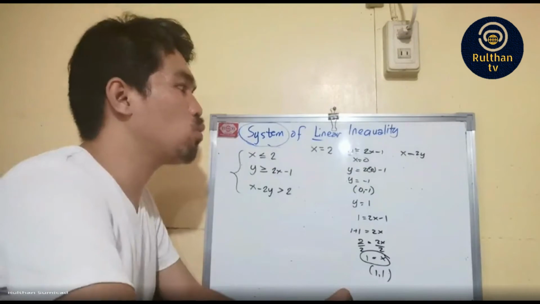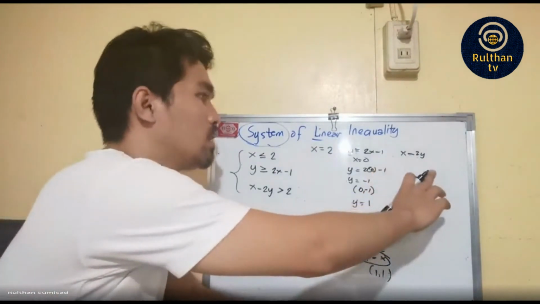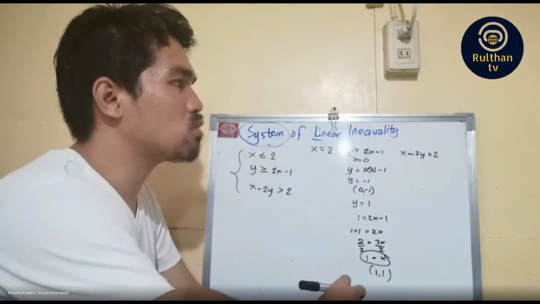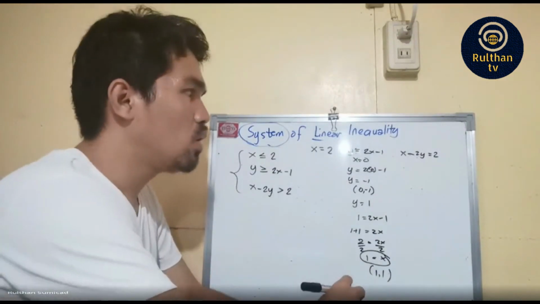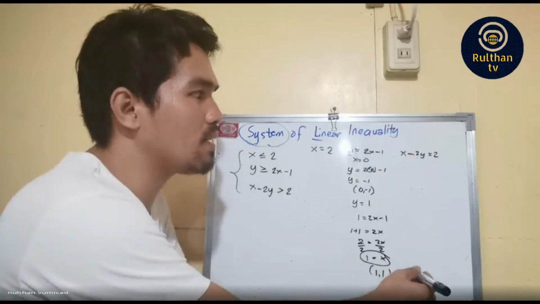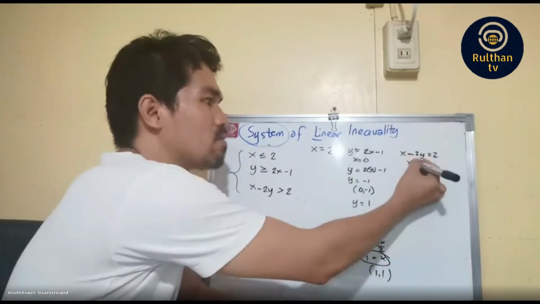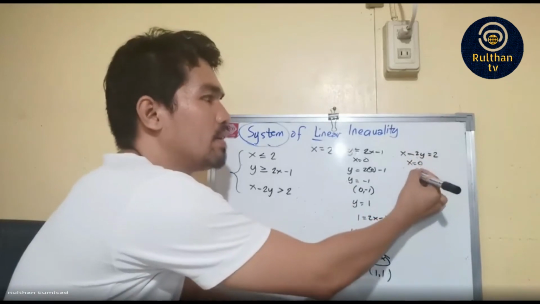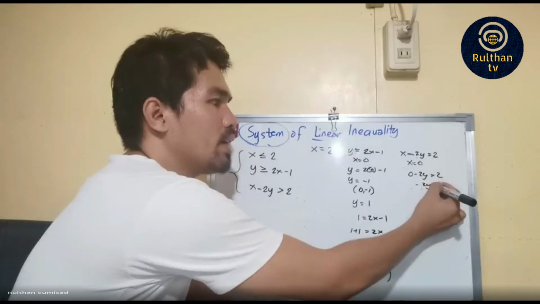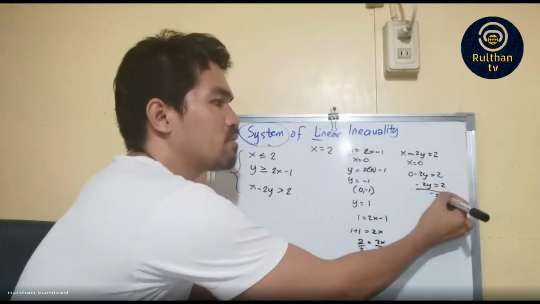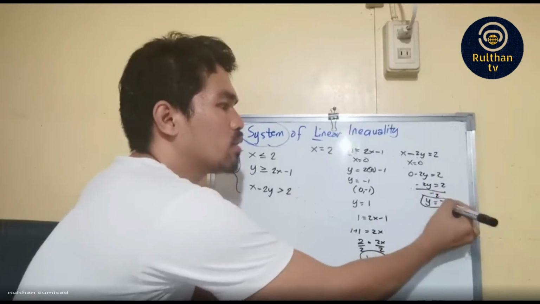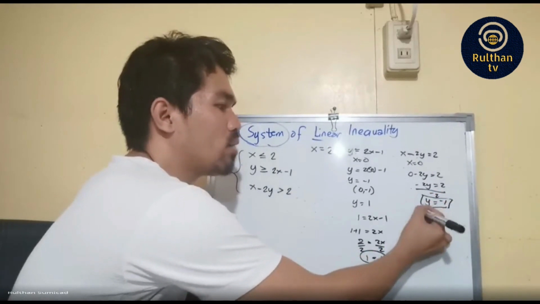We have x minus 2y equals 2. So with that, x minus 2y equals 2, let's say x equals 0. At x equals 0, my equation is 0 minus 2y equals 2. So it's negative 2y equals 2, divided by negative 2, y equals negative 1. So we have now 0, negative 1 also.